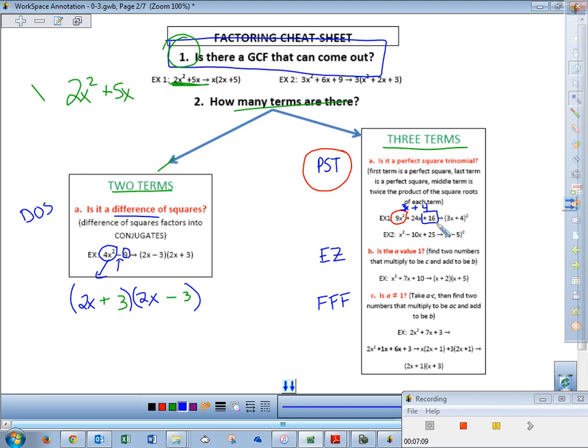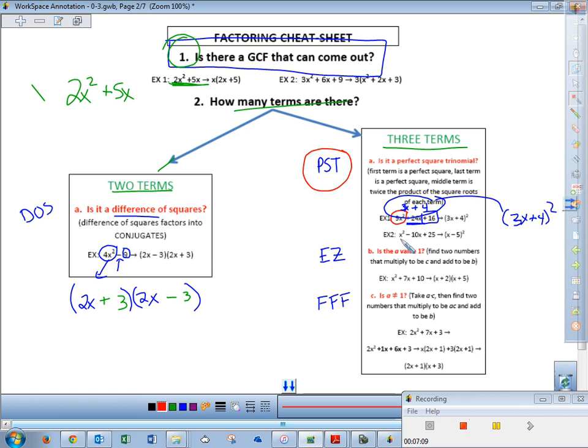If you took twice the product of those, meaning multiply them together, isn't that the product? What would you get when you multiplied those together? 12x, right? Twice that is how much? 24x. Is this middle term twice the product of those square roots? That means he's a perfect square trinomial. If it is, it factors quite simply to whatever this dude is, quantity squared. 3x plus 4 quantity squared.